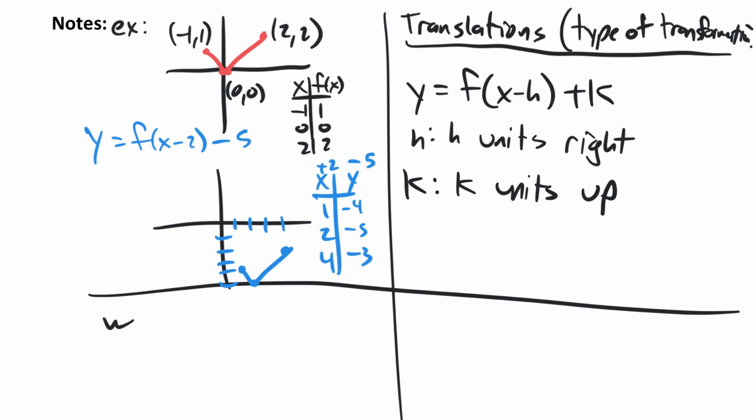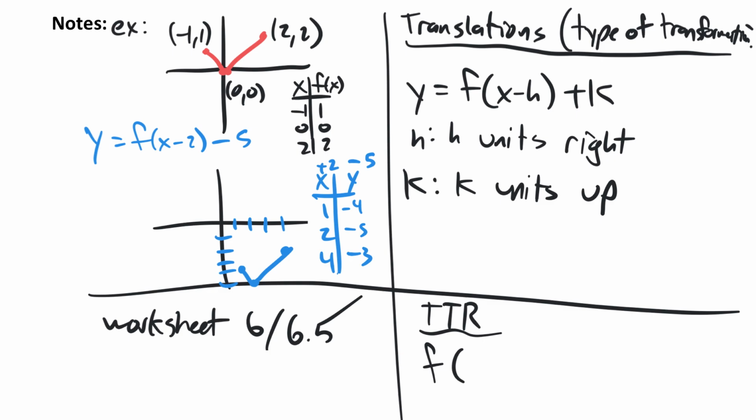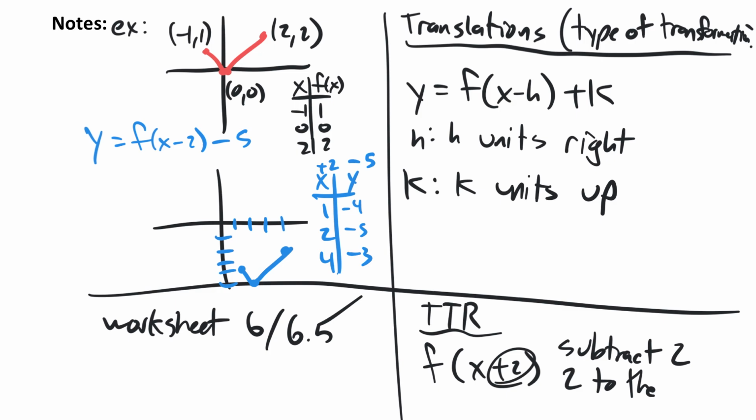For some practice, you can try worksheet 6.5. And the most important thing to remember is that when you have f of x plus 2, this actually means you subtract 2. It means 2 to the left. Just like in vertex form, whatever number's inside with the x, you have to flip the sign. All right, hopefully you enjoyed this video, and as always, thanks for watching.